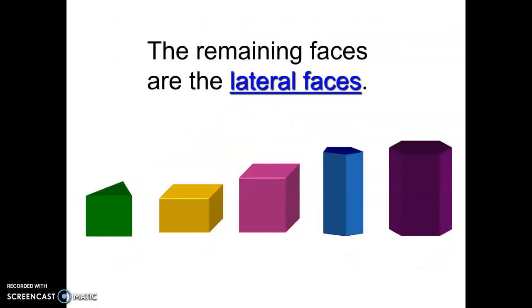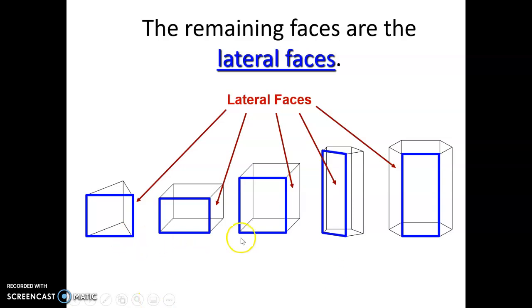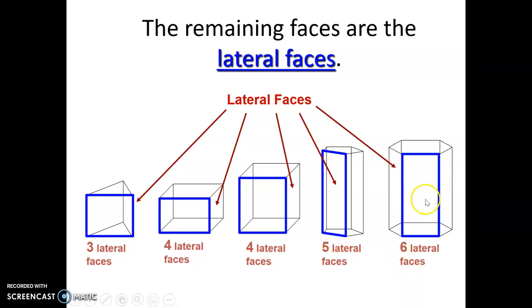Now, the remaining faces are called the lateral faces. So we just said there's the bases, but every prism also has some lateral faces. The ones that wrap around it, they're called the lateral faces. Now, this one has three lateral faces. This next one, four lateral. This next one, four lateral. This one, five lateral. And finally, six lateral faces. Notice that the number of lateral faces depends on what shape the base is. See, if the base is a triangle, there will be three lateral faces. If the base is this rectangle, there will be four lateral faces, and so on and so on.